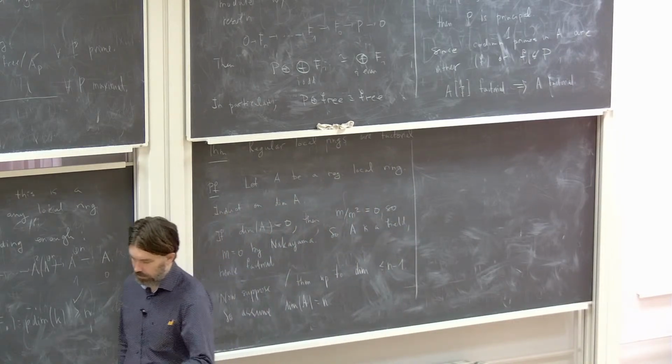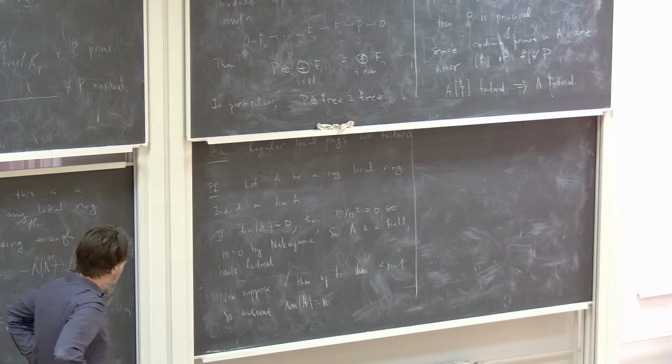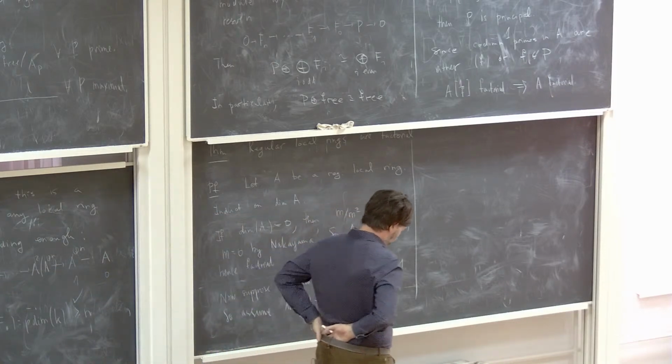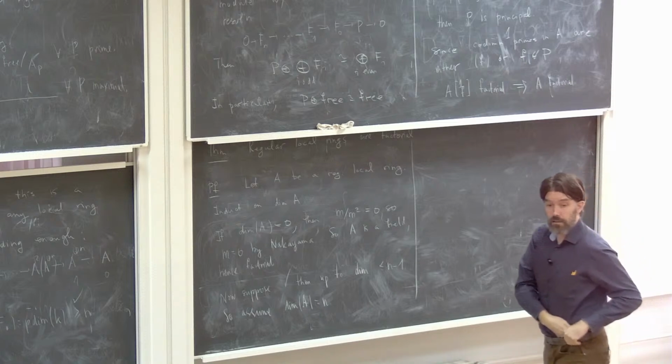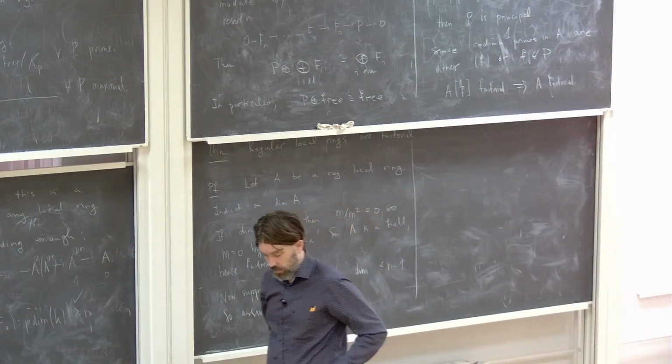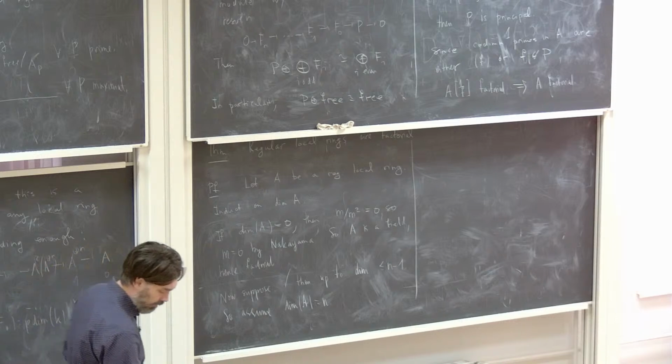And ultimately, we're going to apply this characterization of factorial: we want to check that every codimension 1 prime is principal. This is what we need to show. And we're going to use this Nagata lemma to reduce this to a question about a certain localization which will be of lower dimension. And this will get us going.